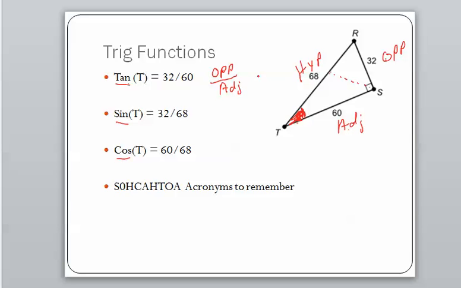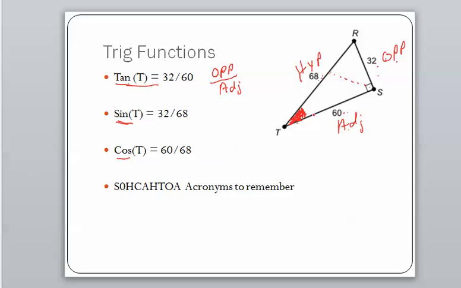And the way the tangent works is we always look at the opposite side length divided by the adjacent side length. So 32 divided by 60. That would be the tangent of angle T. Now if I was looking for the sine of angle T, the sine of angle T would be the opposite divided by the hypotenuse. So that'd be 32 divided by 68. And the cosine of angle T is going to be 60 divided by 68. That's the adjacent side divided by the hypotenuse.